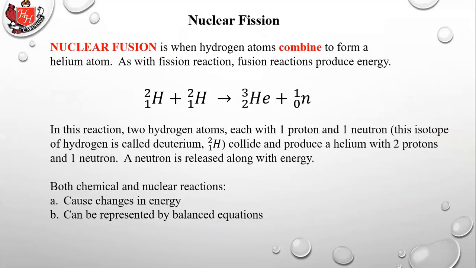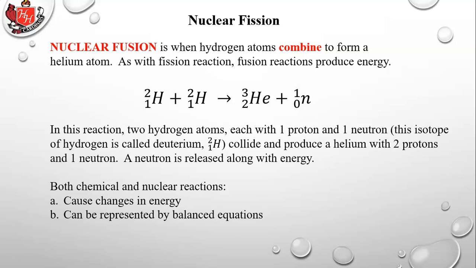Okay, the other type is just the opposite. It's called nuclear fusion. The word fuse means to put two things together. So nuclear fusion is when hydrogen atoms combine to form a helium atom. As with fission reactions, fusion reactions produce energy. So what you have is 2 hydrogen atoms over there on the left, and they smash together to create a helium atom over on the right, plus a neutron goes flying out into space.